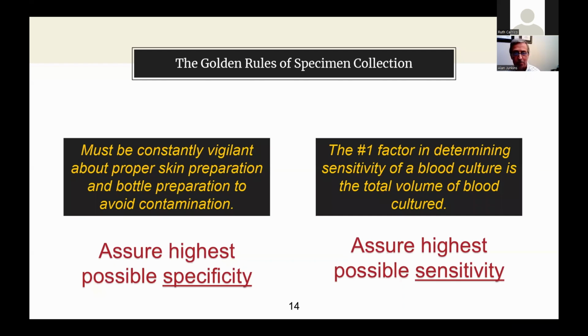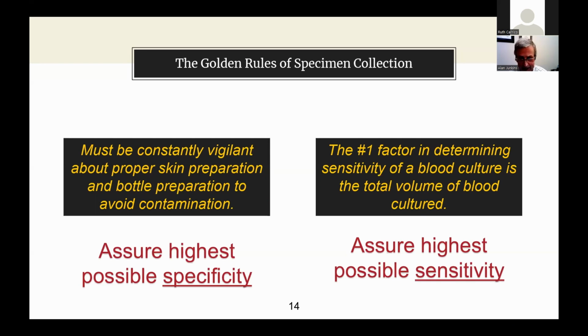And like I said, I don't collect blood cultures myself, but here are the two golden rules. These are the two things that we have to keep in mind throughout all of specimen collection. You must be constantly vigilant about proper skin preparation and bottle preparation to avoid contamination. You don't want the contaminants. So that's going to assure the highest possible specificity. That's going to assure that when you get a positive, you are most confident that this is true bacteremia and not a skin contaminant.